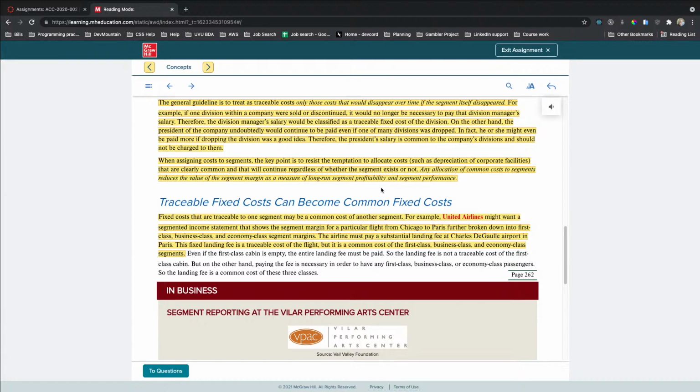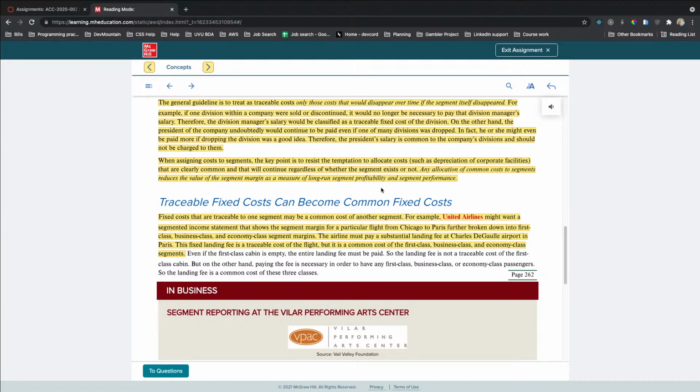When assigning costs to segments, the key point is to resist the temptation to allocate costs. Okay, I'm moving on. Traceable fixed costs can become common fixed costs. Well, that makes sense. Fixed costs that are traceable to one segment may be a common cost of another segment.